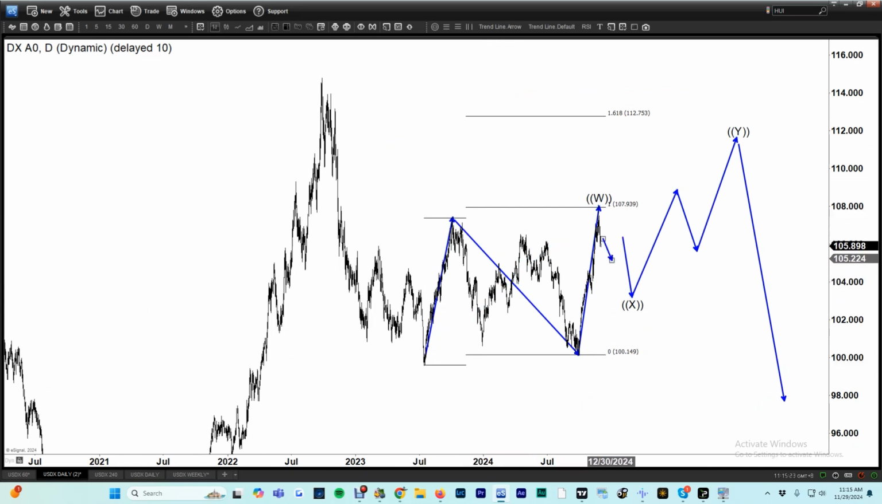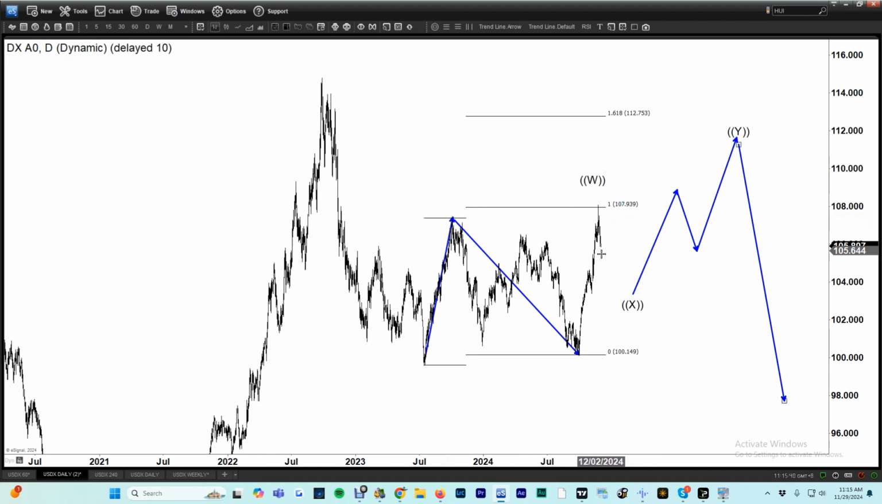But I think so far I can always make another alternate. Let's say this is AB, and then this is 1 2 3 4, and then we do another leg up, 1 2 3 4 5 to finish ABC. I can always do that.